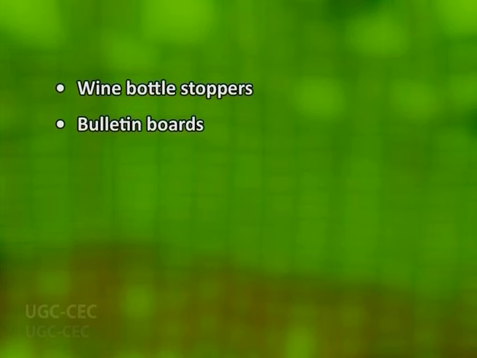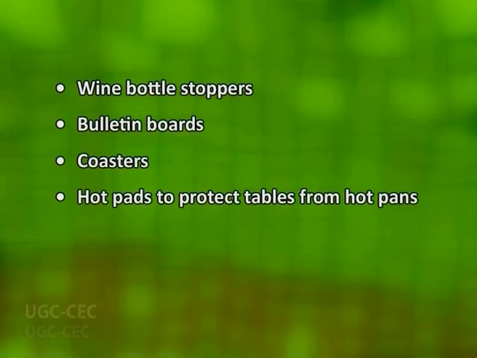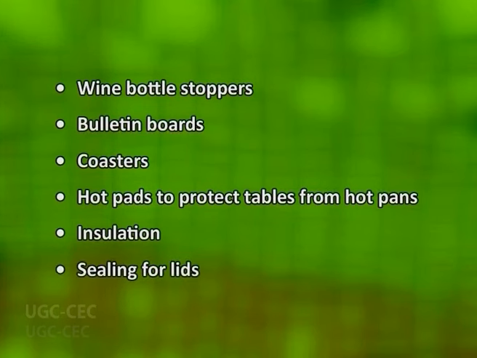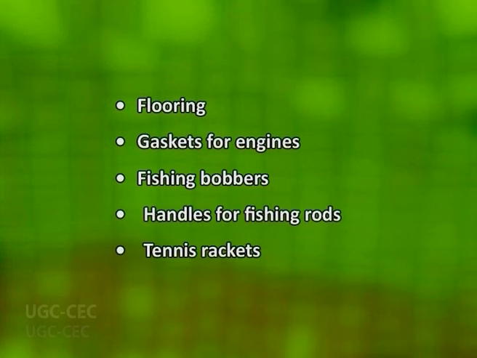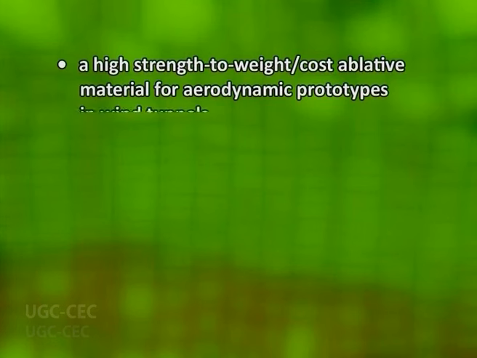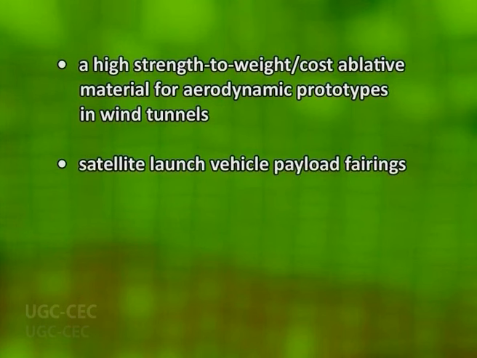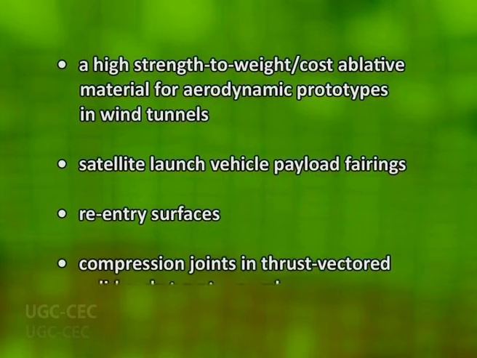Cork has many uses, including wine bottle stoppers, bulletin boards, coasters, hot pads to protect tables from hot pans, insulation, ceiling for lids, flooring, gaskets for engines, fishing bobbers, handles for fishing rods, and tennis rackets, etc. It is also a high strength to weight, low cost ablative material for aerodynamic prototypes in wind tunnels, as well as satellite launch vehicle payload fairings, re-entry surfaces, and compression joints in thrust vectored solid rocket motor nozzles. Many types of bark are used as mulch.